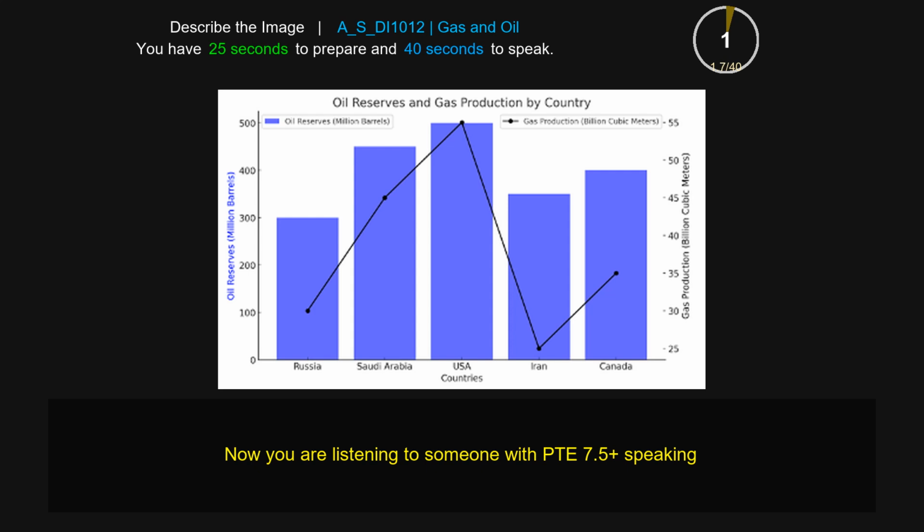The graph gives information about oil reserves and gas production by country. According to the picture, I can see that Russia has 300 million oil reserves and Saudi Arabia has 420 million. From the graph, the USA has 500 oil reserves, which is the highest. Moreover, in gas production, the highest value is in the USA, around 55, and the lowest one is in Iran, which is just at 25. Lastly, Canada has the gas production at 35. To sum up, the graph tells about the oil reserves and gas production.